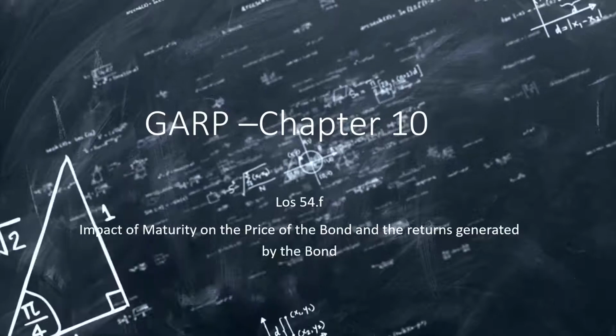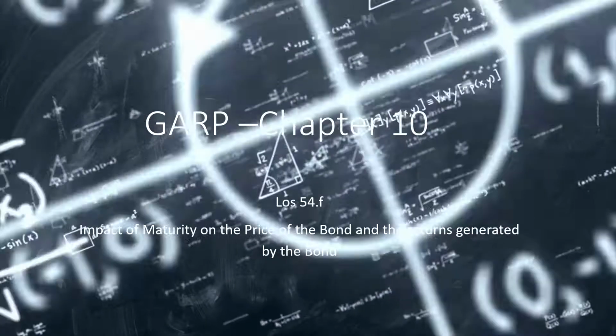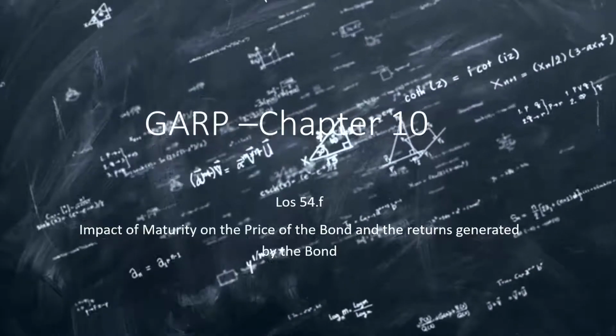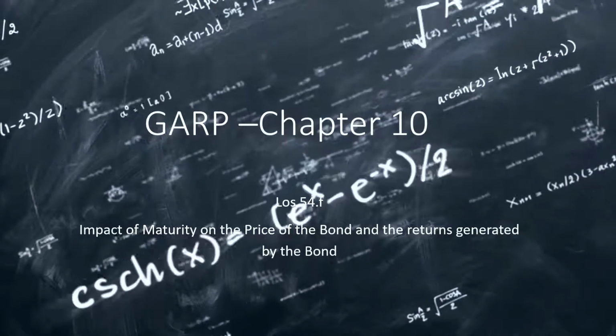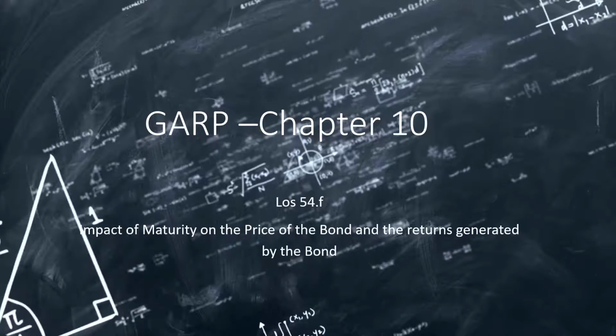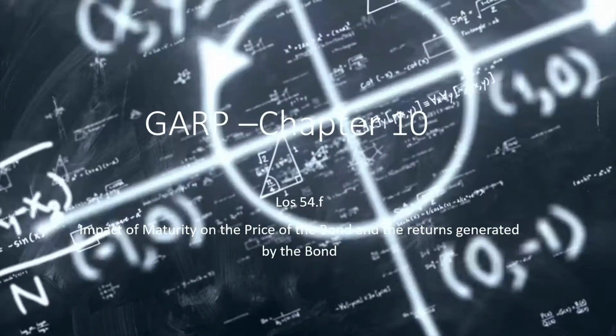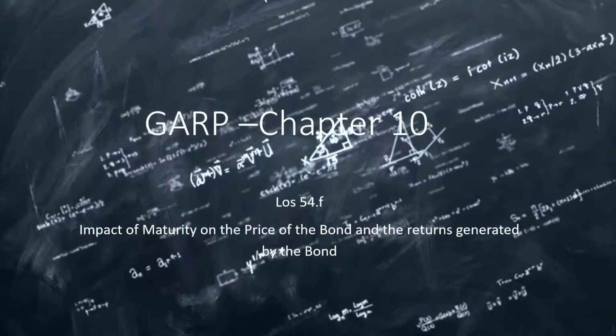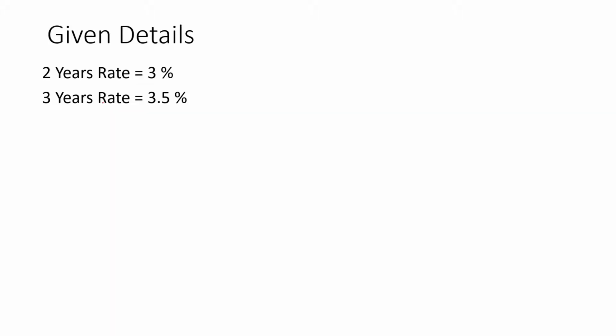Today, we're going to discuss an intricate concept encapsulating three important topic areas. I pick up this example from LOS 54.8F, impact of maturity on the price of the bond and the returns generated by the bond. Now, this particular piece of learning, I believe that the language could have been better. However, I will try my level best in my capacity to make it as lucid as possible.